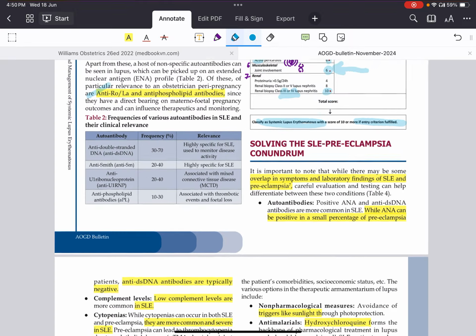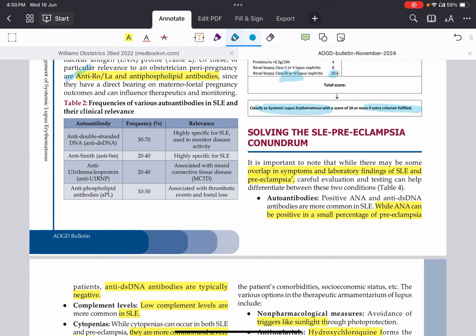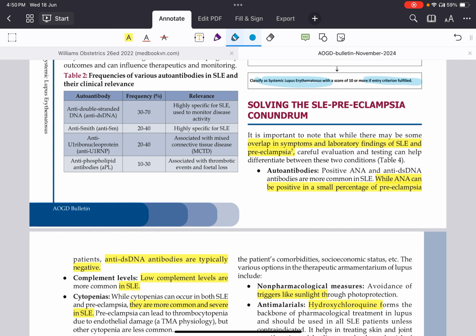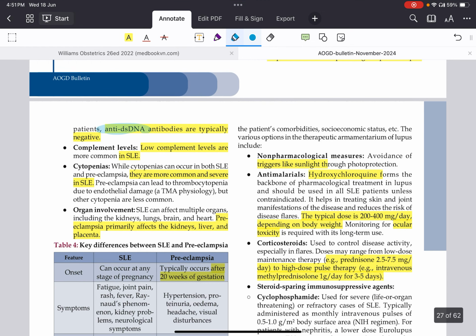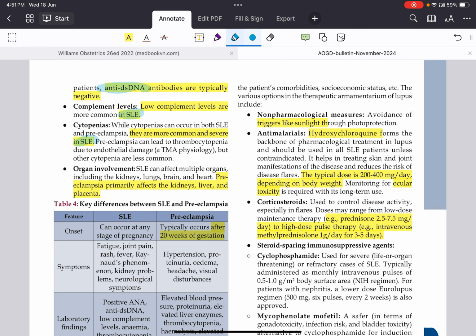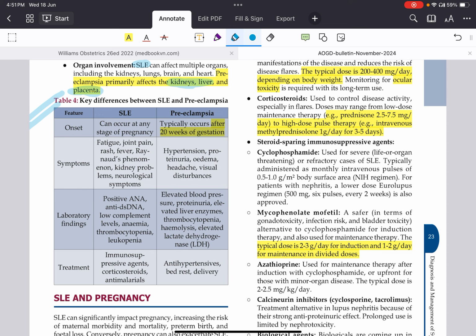Now the main important thing in this question: if people get SLE in pregnancy, you should write on one page SLE versus preeclampsia. First, antibody levels. ANA antibodies are positive in a small percentage in preeclampsia, but anti-dsDNA antibody is specifically negative in preeclampsia. Complements are low in SLE only, not in preeclampsia. Cytopenias are also more common in SLE. Organ involvement is kidneys, brain, heart in SLE, whereas in preeclampsia, kidneys, liver, and placenta are involved. If you write this table, you'll get good marks.